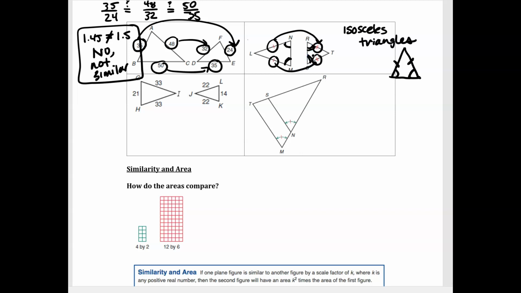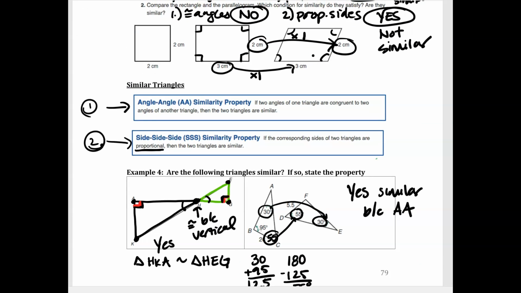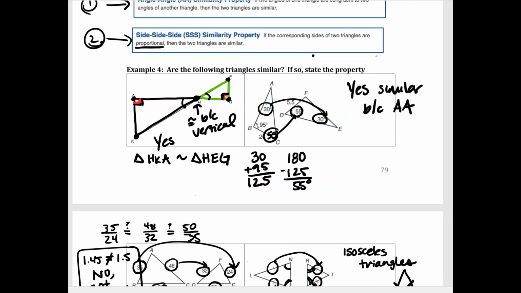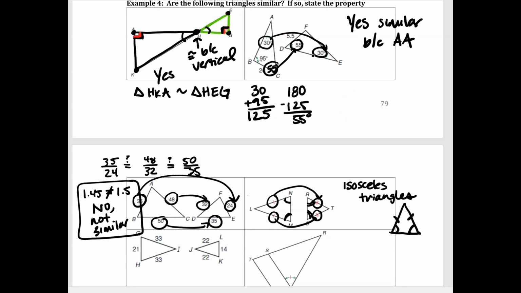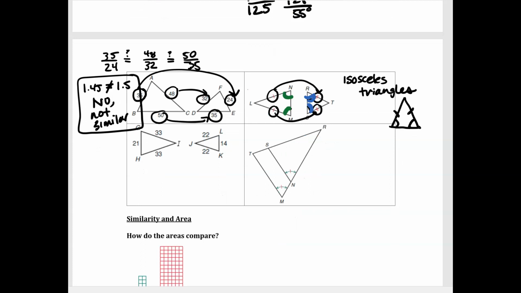Does that help us though? If we look up above, let's look at our two properties. We've got angle-angle, which means we have two pairs of angles that are congruent, the exact same, or side-side-side, where we have all sides proportional. We don't have either here. I know that these two angles within this triangle on the left are the same, but I don't know that they're the same as these angles over here. Because of that, I can't use angle-angle, and I don't know the lengths of the sides, so I can't say that we have side-side-side going on. They very much could be similar, we just don't have enough information. So I'm going to write not enough info.